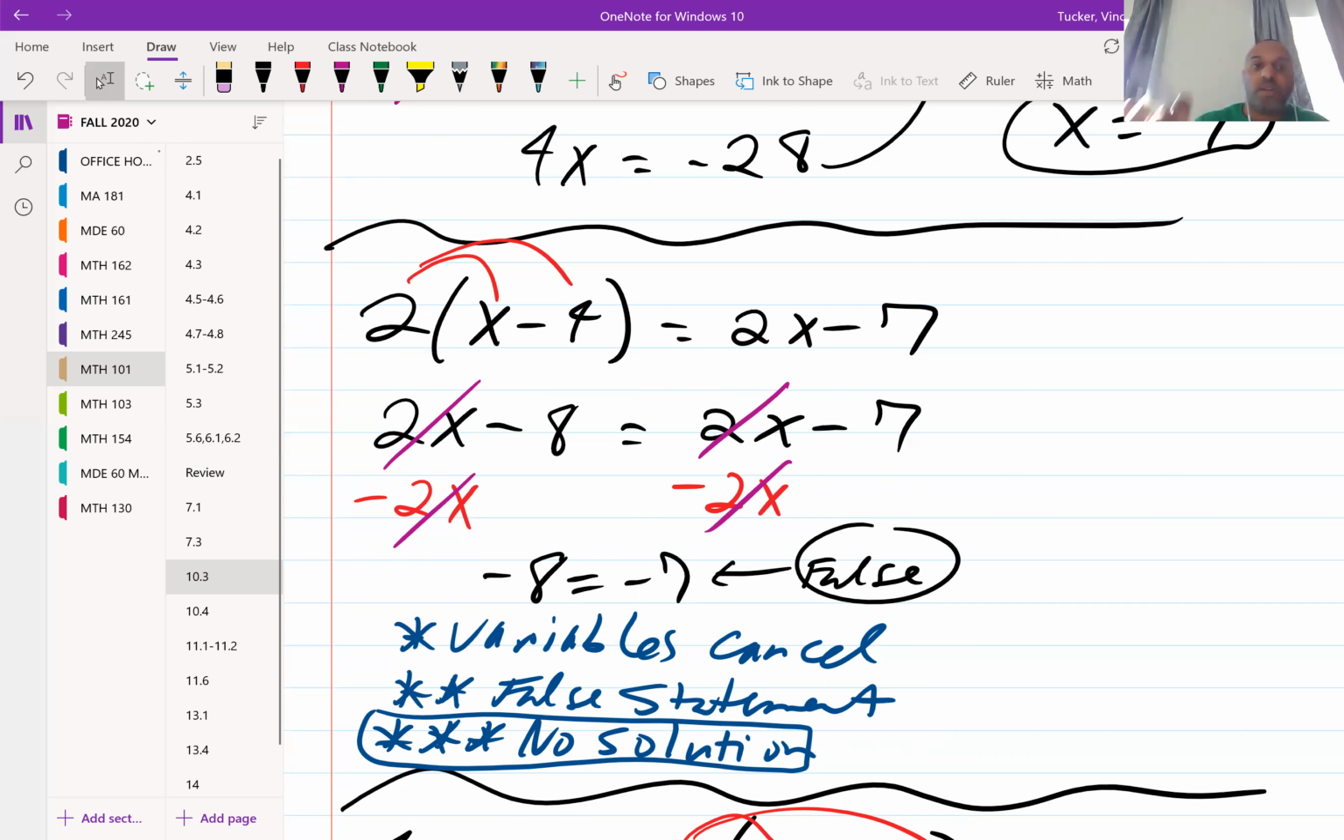All right. Questions. Make sure we're all right. So if ever your variables cancel and you end up with a false statement, notice I wasn't hooked up on the numbers, because you could have had 0 equal to 1 or negative 1 equal to 0 if you had done it differently. But the bottom line is that you would have had a false statement, because 0 is not equal to 1. Neither is negative 8 equal to negative 7. If your variables cancel and you end up with a false statement, your answer is no solution.